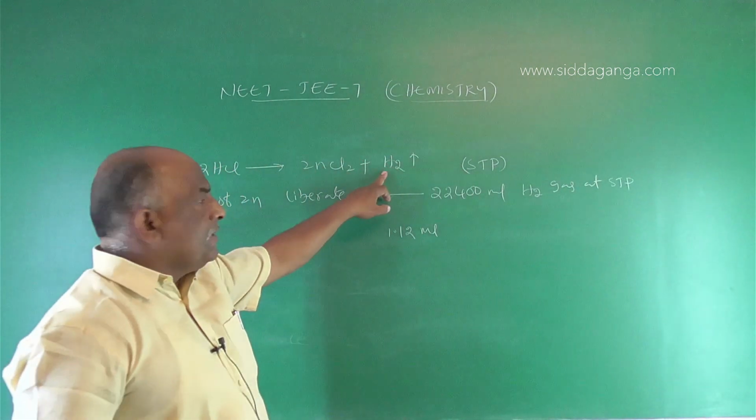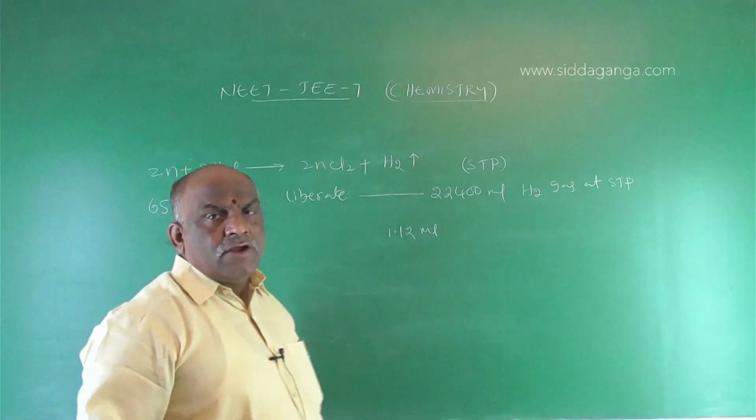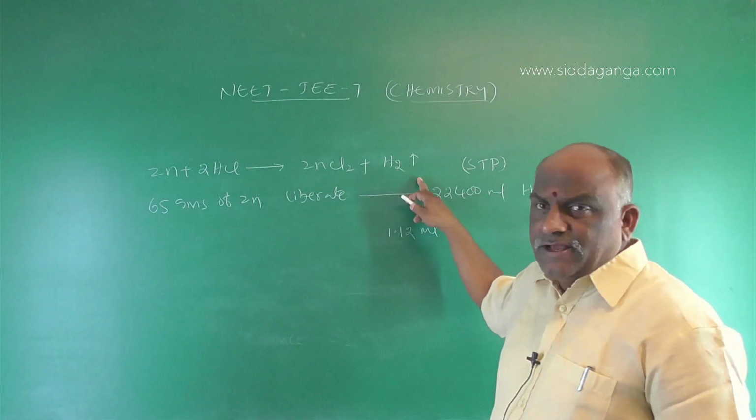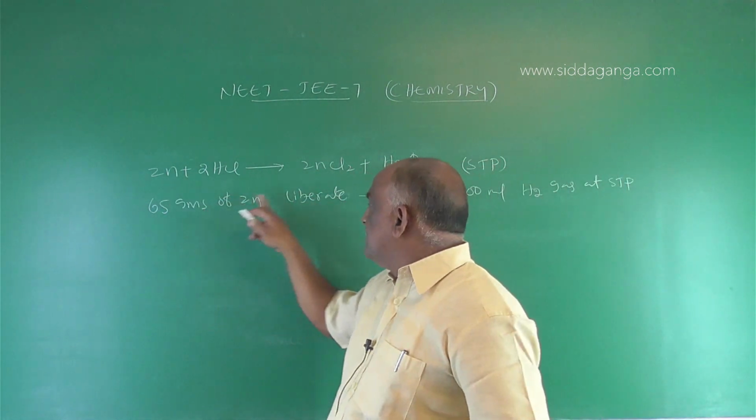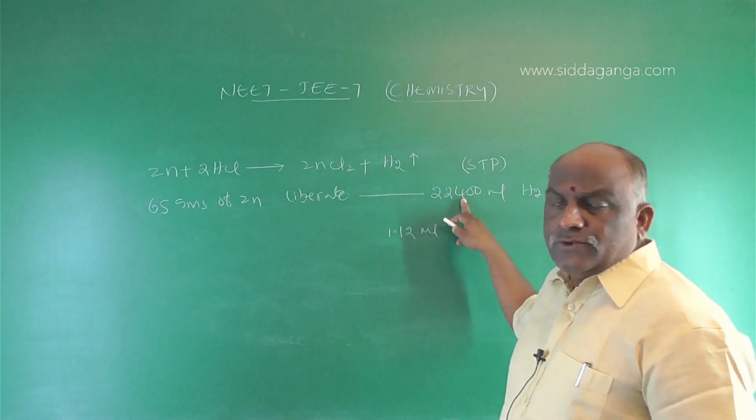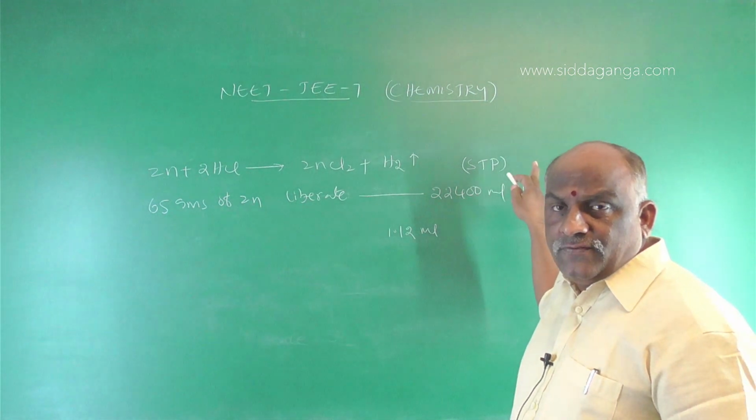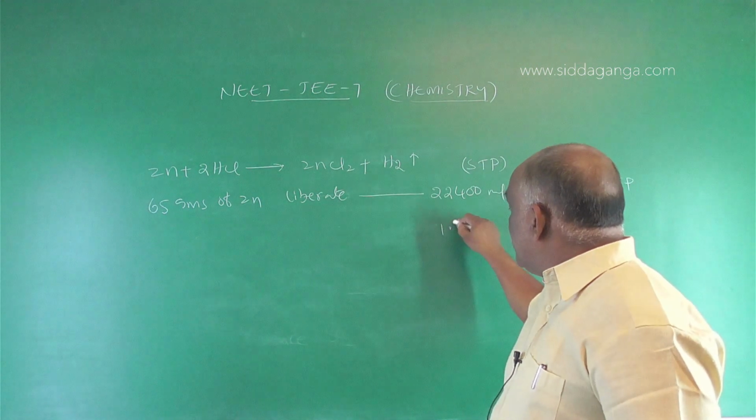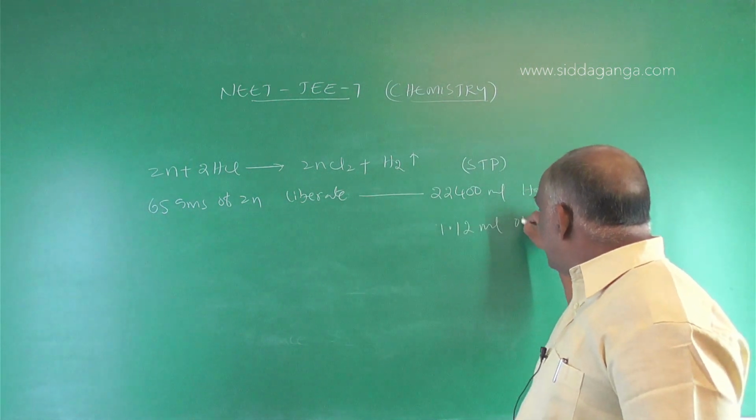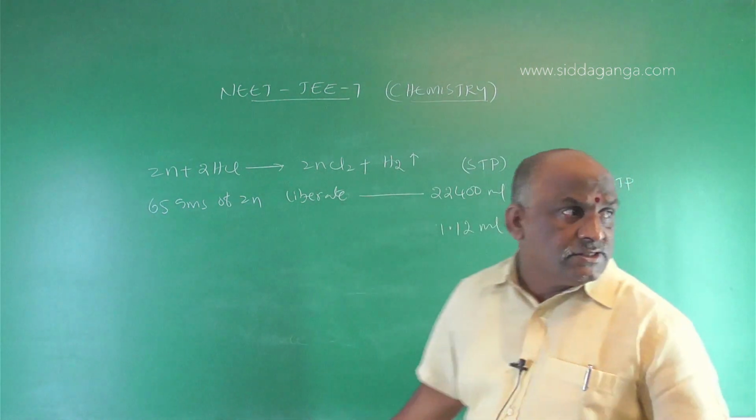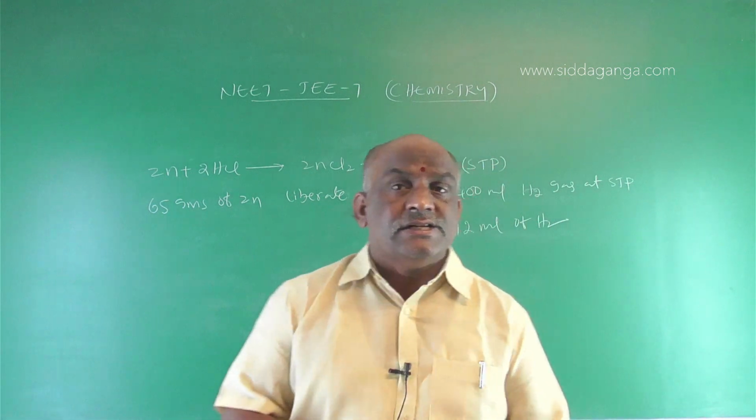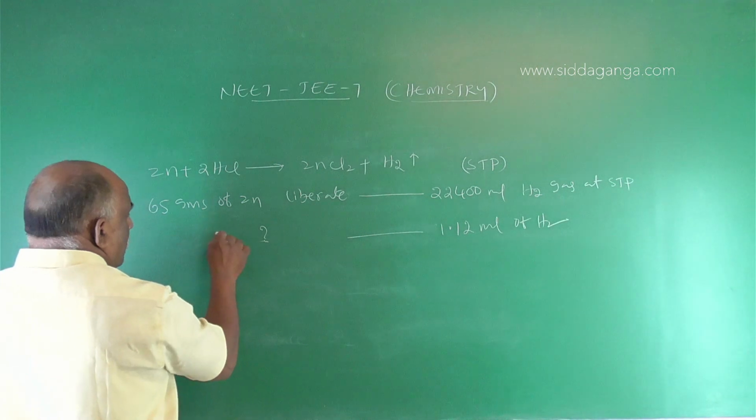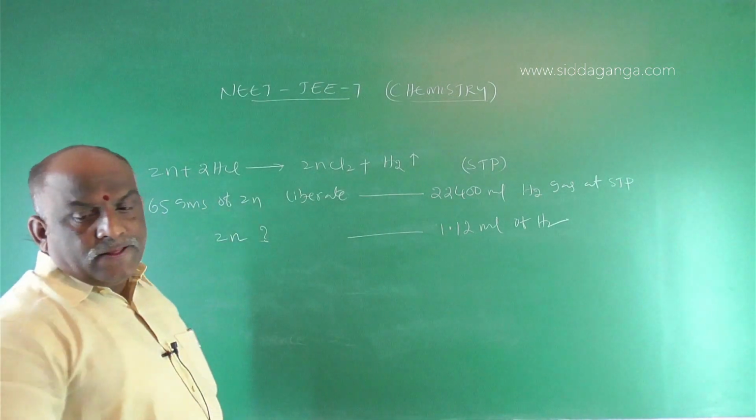Here, how many moles of hydrogen? Only 1 mole of hydrogen will be liberated in this reaction, because it is a balanced stoichiometric reaction. 65 grams of zinc liberate 22,400 ml of H2 gas at STP. So here how much ml was given? 1.12 ml of H2 gas is required. How much amount of zinc?